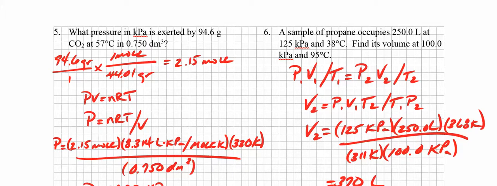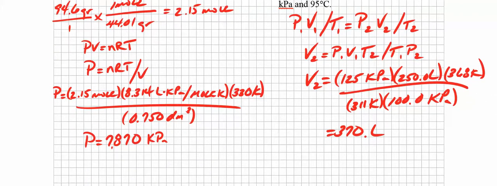So pressure then is equal to 2.15 moles times 8.314 liter kilopascals per mole per degree Kelvin, times the temperature of 330 degrees Kelvin, and I'll divide that by the volume of 0.750 cubic decimeters, right? So when I calculate my pressure, everything's going to cancel away except kilopascals, and I get 7,870 kilopascals, and that'll do it for number 5.